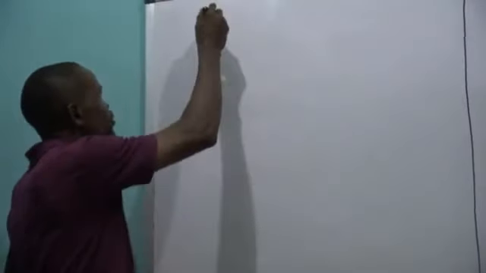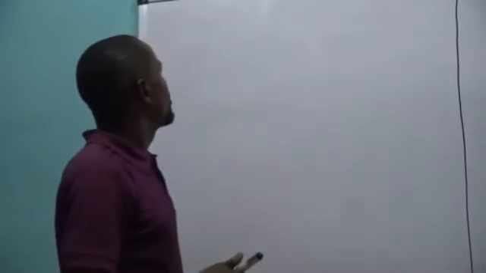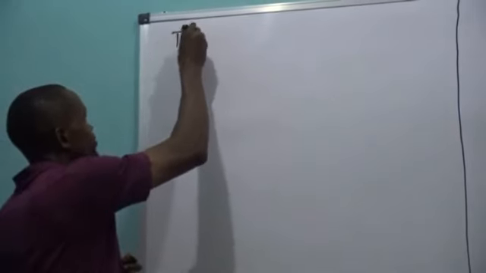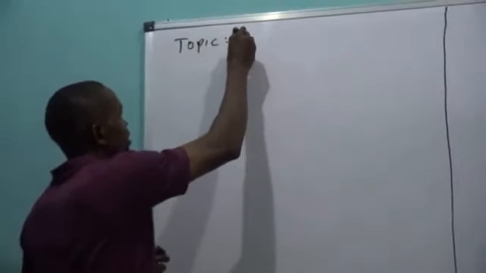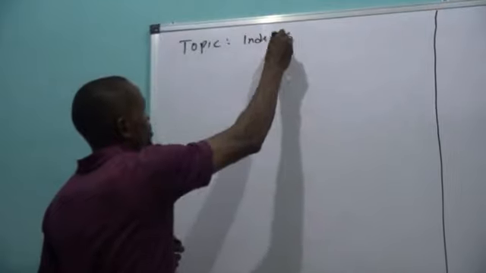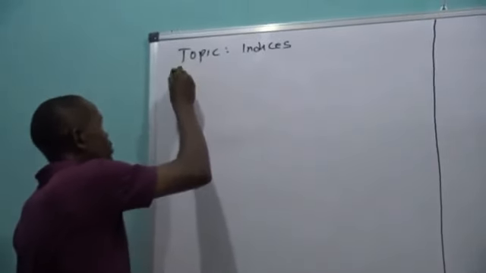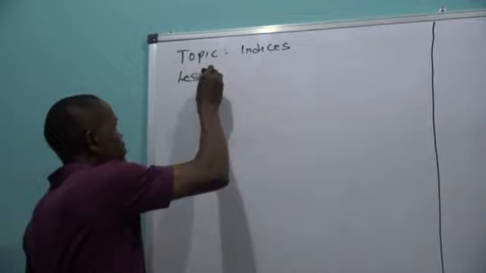You are welcome. This class treats Maths 112, which is Algebra and Trigonometry. The first topic we are going to treat is indices. This is our lesson 1.